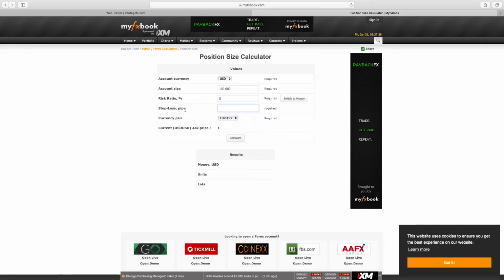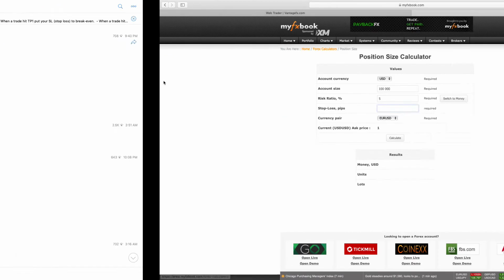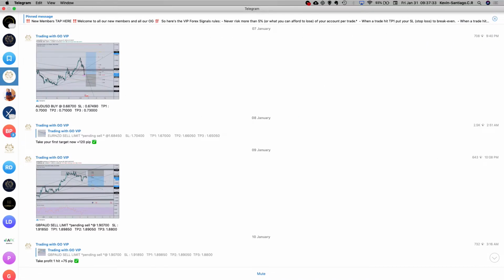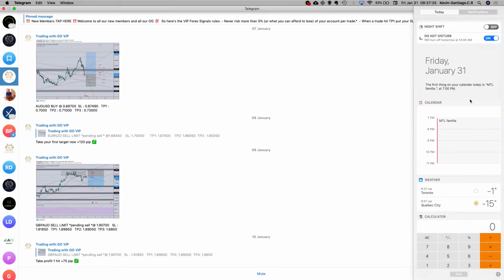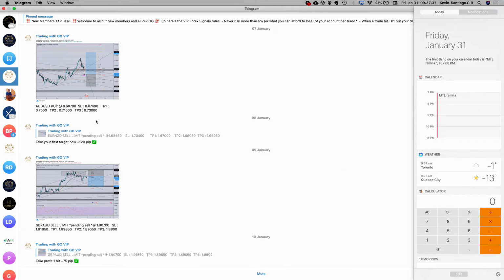The stop loss pips that you're going to risk. You go back to the trade and you just get out your calculator. In this case, it's 0.6870, 0.6870, 1, 2, 3, 4.